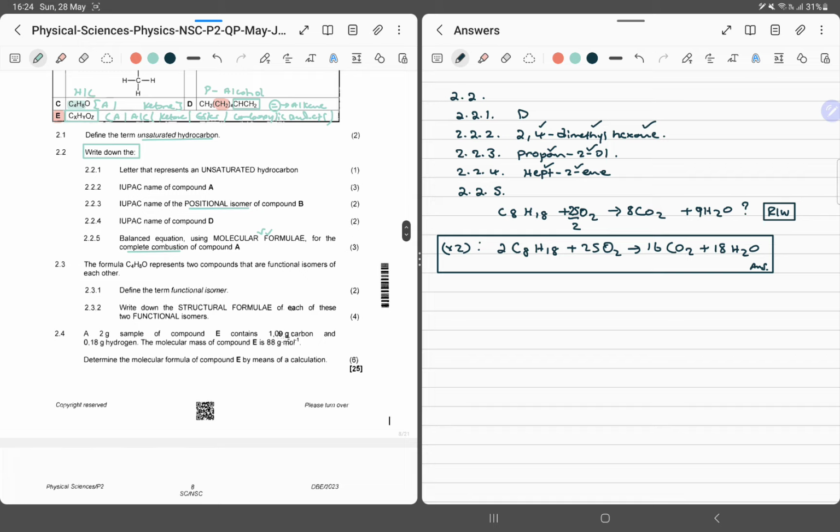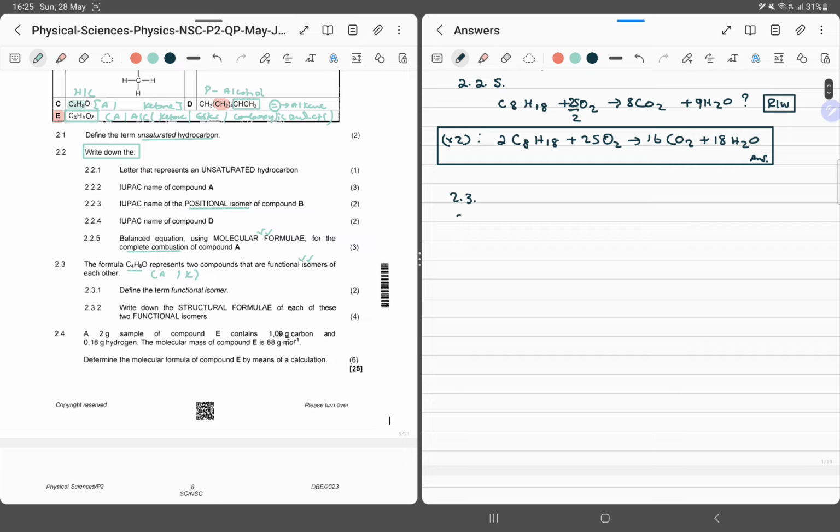Now it says 2.3. Okay, what do they want? Now we're told the formula C4H8O represents 2 compounds that are functional isomers. Again, we can see that we're dealing with either an aldehyde or a ketone, which we know for sure are functional isomers. And it says define the term functional isomer. Again, definitions, easy marks.